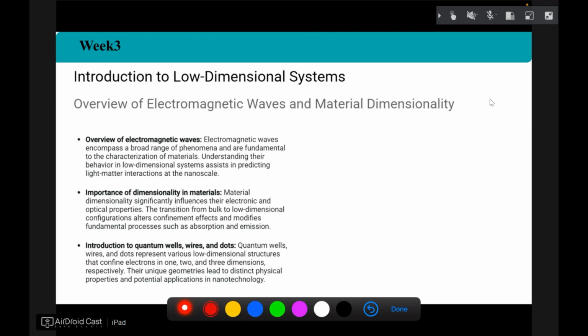So, what is the importance of dimensionality in materials? Material dimensionality significantly influences the electronic and optical properties. When there is a transition from bulk to low dimensional configuration, it will alter confinement effects and modify the fundamental processes such as absorption and emission.